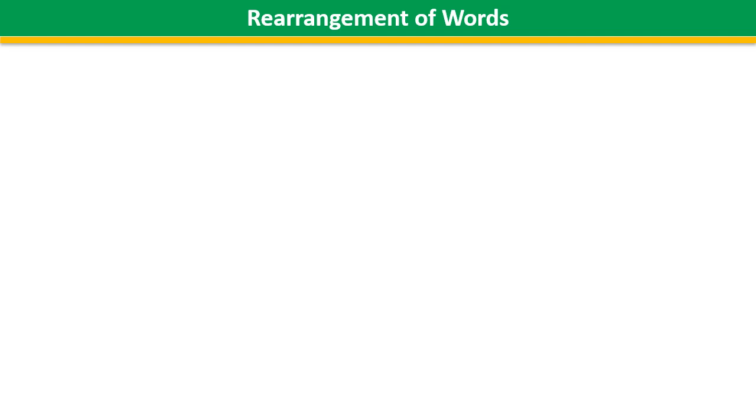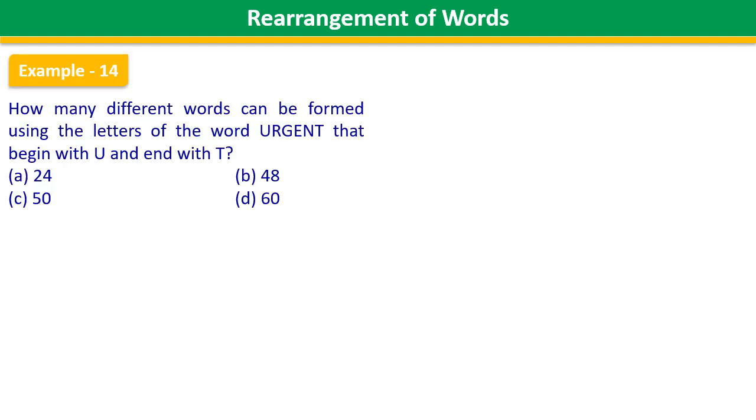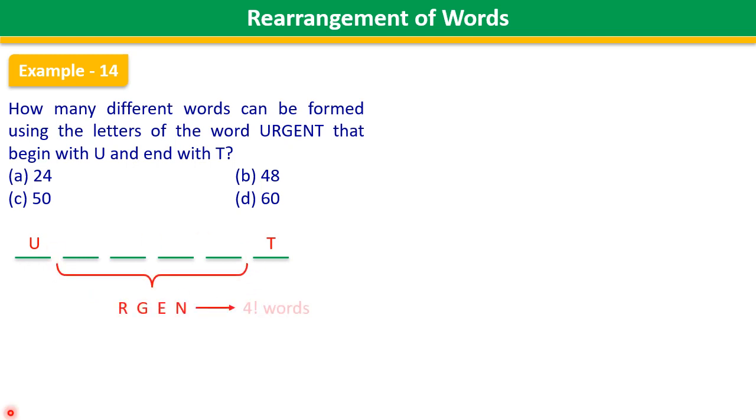Let us try out some examples of rearrangement of words. How many different words can be formed using the letters of the word urgent that begin with U and end with T? So we know that this word urgent is a 6-letter word like this, where the beginning letter should always be U and the ending letter should always be T. So it is fixed here. Now the remaining 4 letters can be arranged in between 4 places in a total of 4 factorial ways. So the total number of words that can be formed is 4 factorial. There are 24 words.